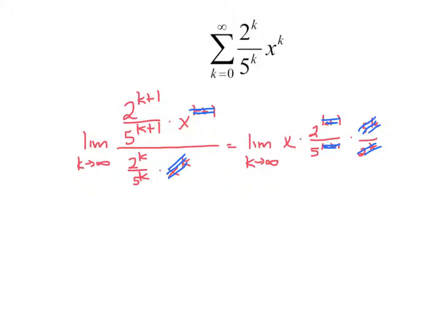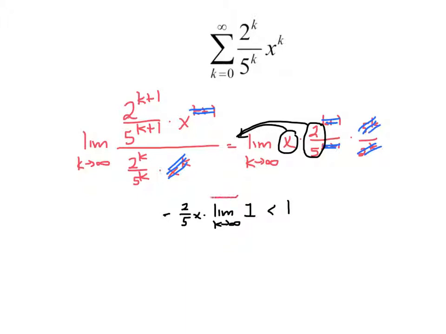Okay. Now I like to pull everything out that isn't immediately attached to, in this case, a k. I'm going to pull those out front. So now I have 2/5 x times the limit as k approaches infinity of just 1. And remember, I need this to be less than 1. That's the whole point of ratio test, is I need my answer to be less than 1. Well, the limit as k approaches infinity of 1 is just 1. Okay, so I end up with 2/5 x has to be less than 1.